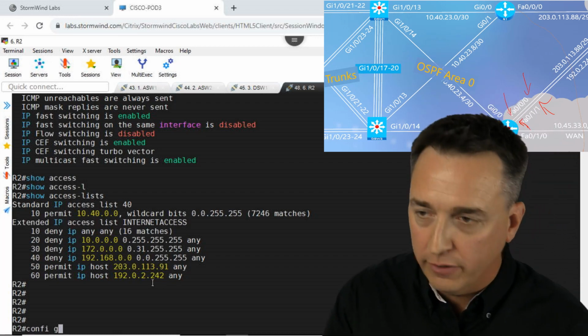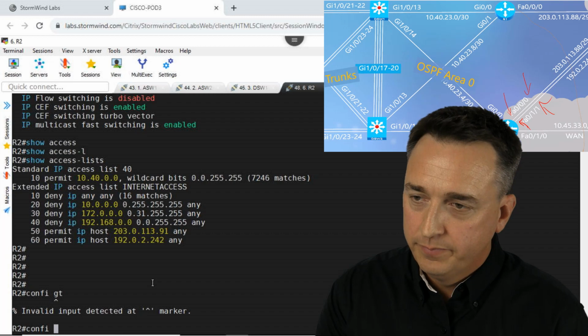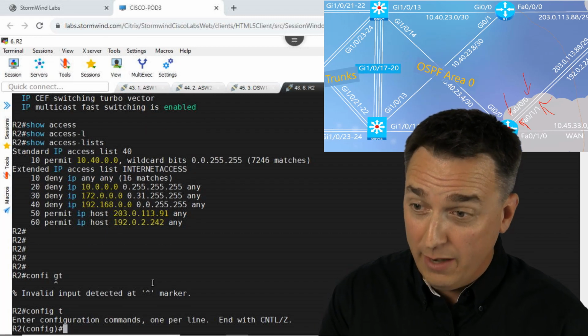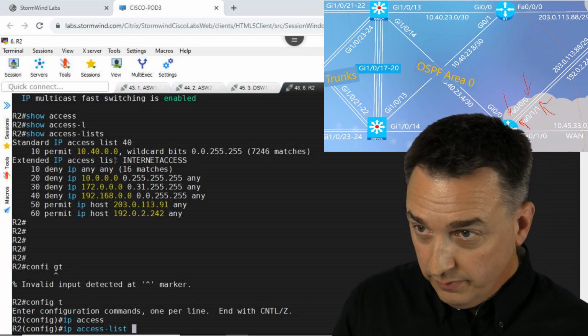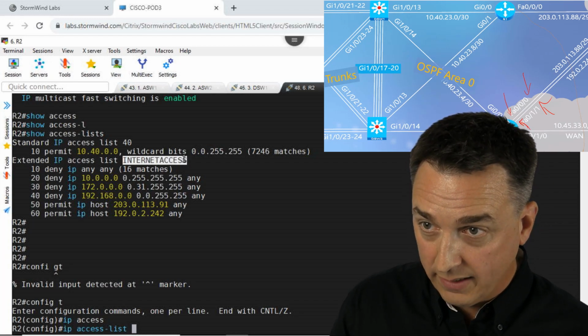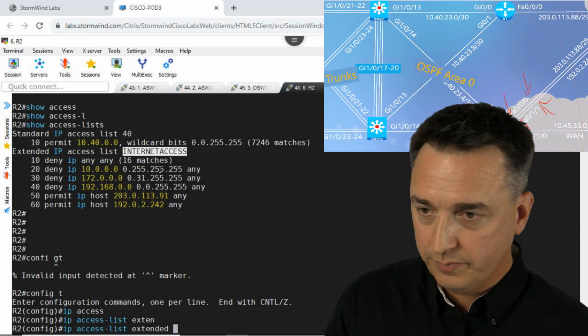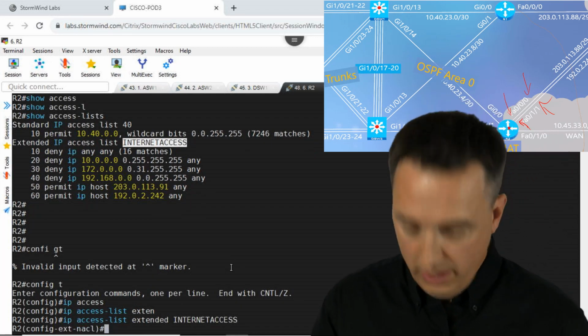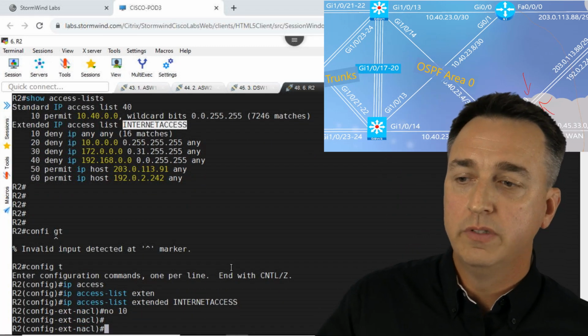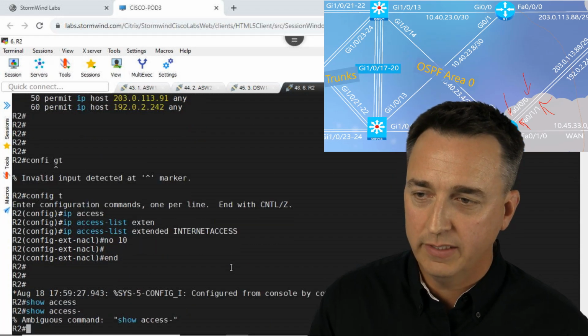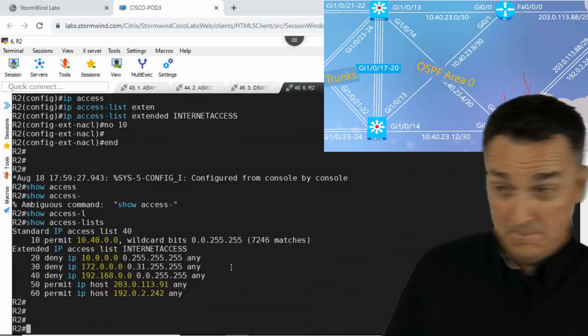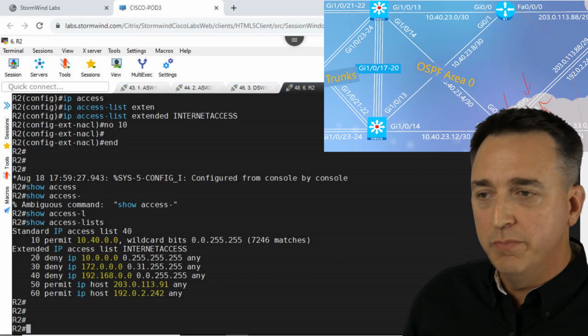All right, so configure terminal. And we'll type in IP access list. It'll be internet access, so extended internet access, no 10. Done. So show access-list. And there we go. Looks good to me.